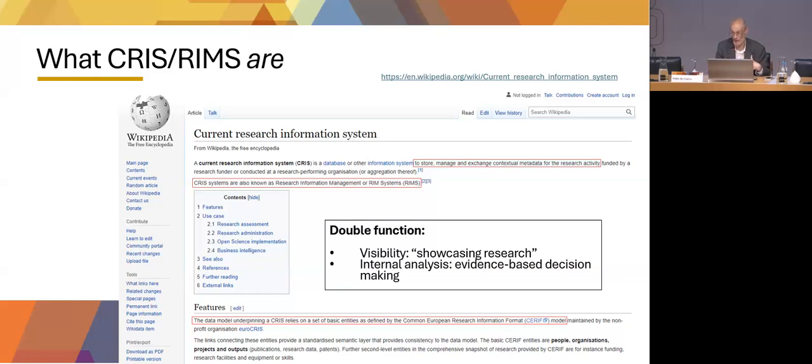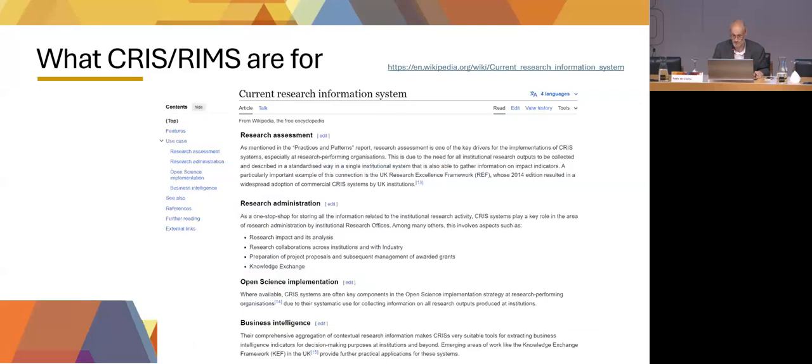There's a lot of economic information as well, income from research projects. It's all in there as a rule. Not everything is public. This bit for decision making tends to be hidden. You don't need to tell people how much you're spending on APCs, for instance, even if the information is typically there as well. These are, again, in a nutshell, the main uses CRIS systems are applied to.